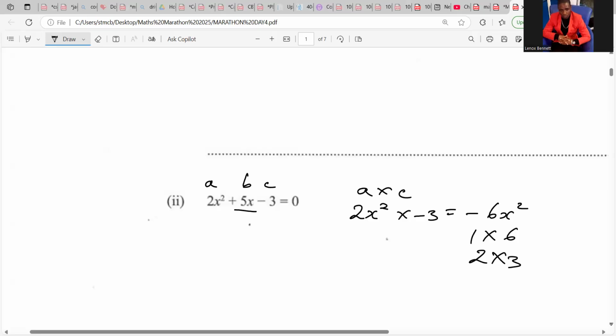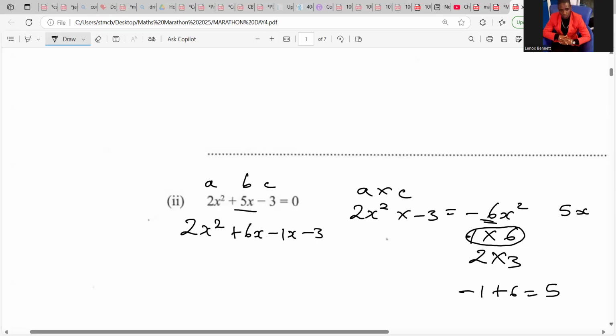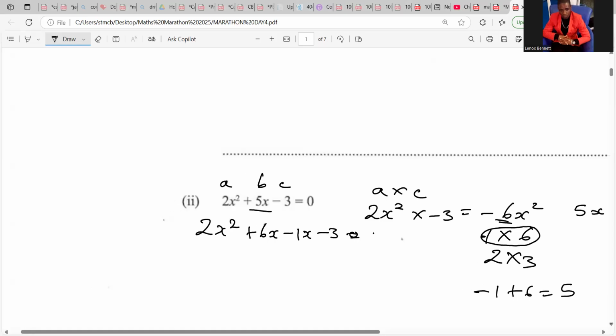But the condition is when we multiply, we must get negative 6x, or when we add, we must get positive 5x. So I'm going to take 1 and 6, and the 1 is negative, because negative 1 plus 6 is equal to 5. All right, so let's go. So it's 2x squared. We're going to replace the 5x with 6x minus 1x, and of course minus 3, and that must be equal to 0.